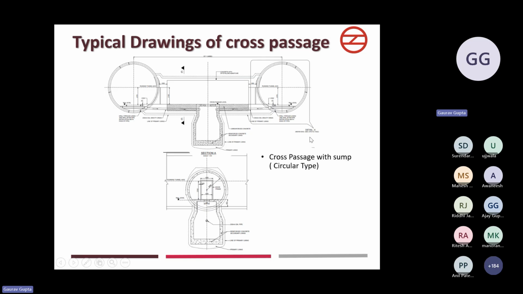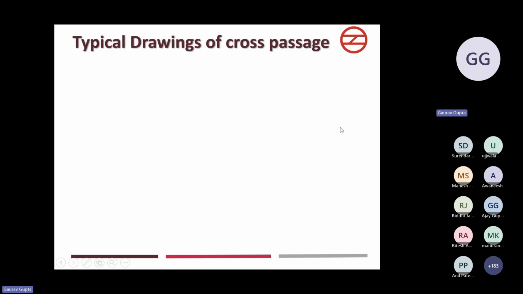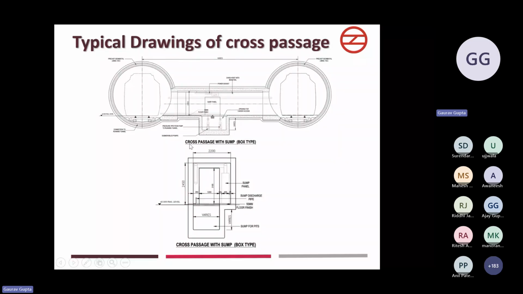Now, typical drawings of a cross passage. This is a typical drawing of a cross passage with sump. So this is a connection between the two TBM bored through tunnels. Here you can see there is a cross passage. It can be circular or a box also. Here you can see a typical box type of cross passage with sump.